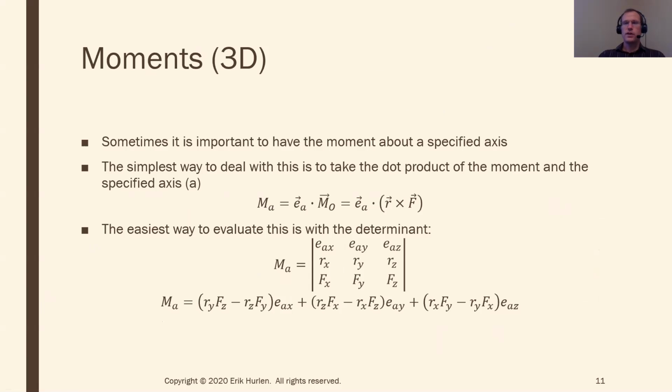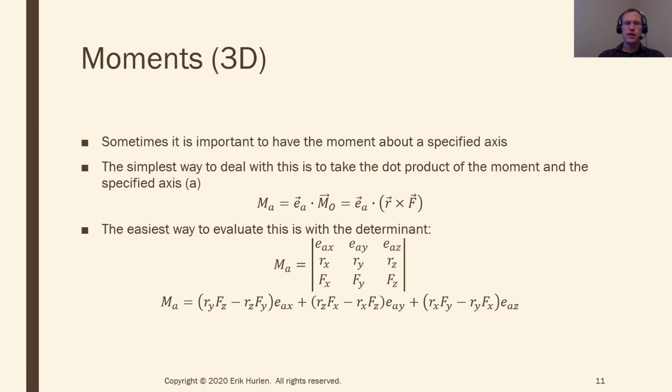And then the last thing for moments. Sometimes it's useful to want to know what the moment is around a certain axis. Moments, again, are things that want to cause rotation, and they want to cause rotation around certain axes. So if you want to know how much rotation is around a certain axis, that's a useful thing to know. So you want to know how to calculate that.